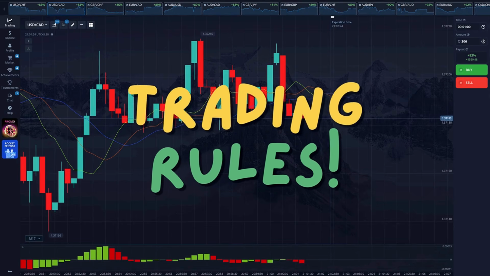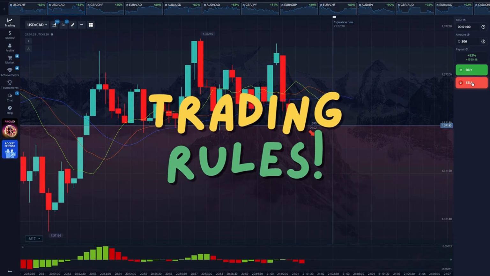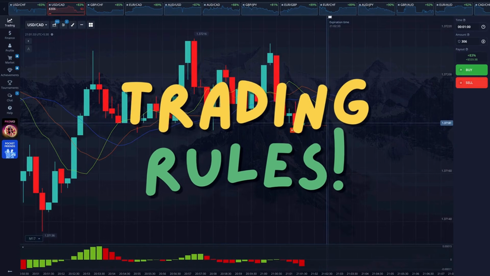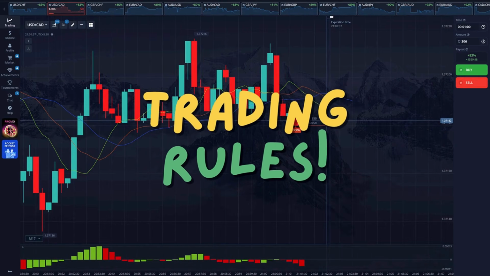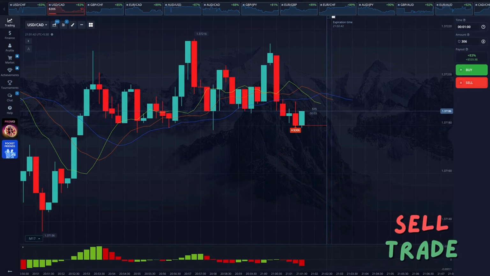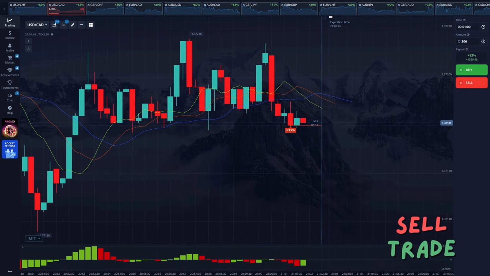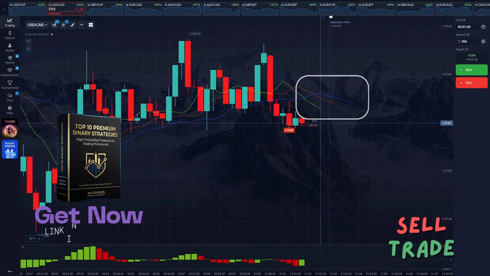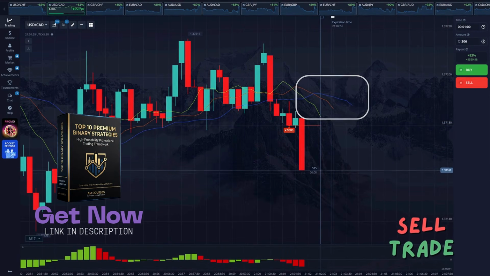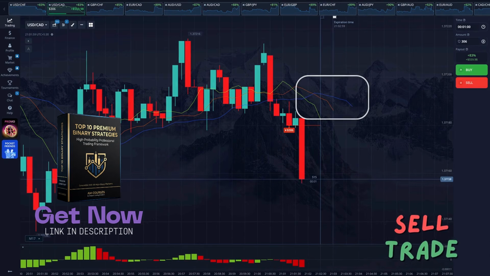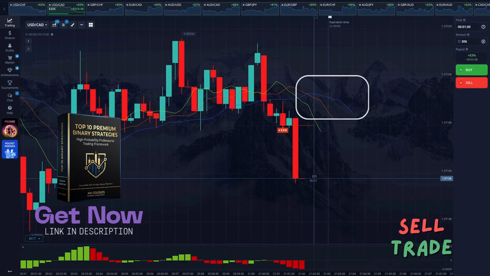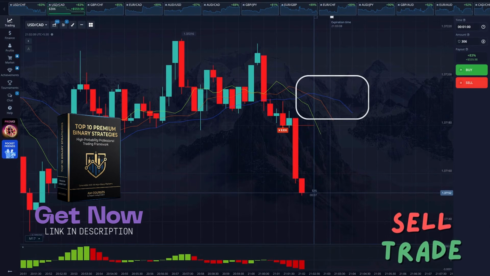Now let's talk about the actual entries. And these rules are strict. Both conditions must be present at the same time. Not one. Both. For a sell trade, here's what you're waiting for. The alligator lines are crossing, and the blue line, the jaws, is sitting on top. That's your first signal. Bearish structure is forming, but you don't enter yet.